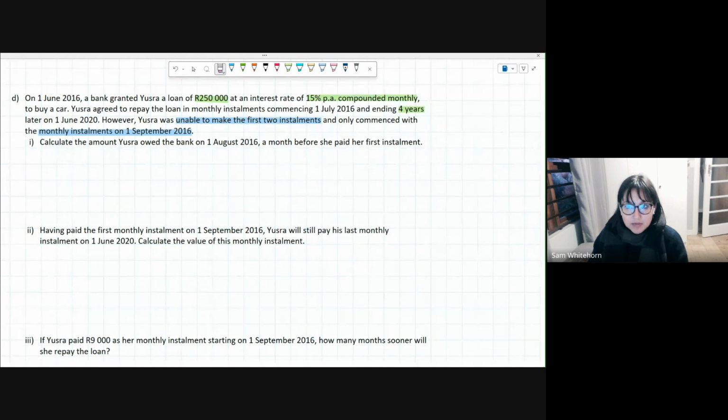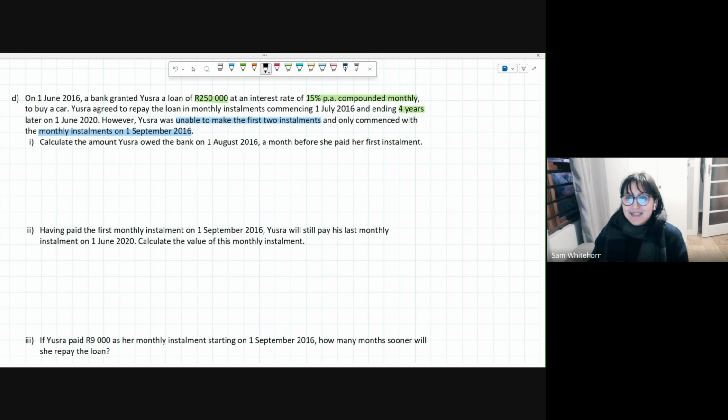Because remember, the loan has been taken out. So we've taken out this 250,000 Rand loan. Just because she can't make the repayments doesn't mean that loan goes away. That loan is still earning interest for those first 2 months before she makes her first payment. So we still need to calculate how much interest is being earned for those 2 months that she missed before we work with any sort of loan formula, any present value formula.